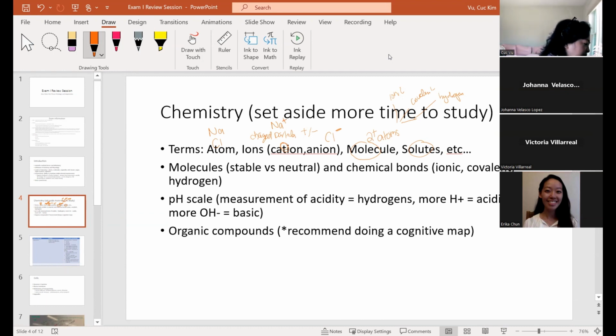Then we have molecules. We talked about it earlier, right? And Ray also put into the chat that molecules are two or more atoms. Now, molecules can be stable or they can be neutral. What's the difference between stable and neutral?